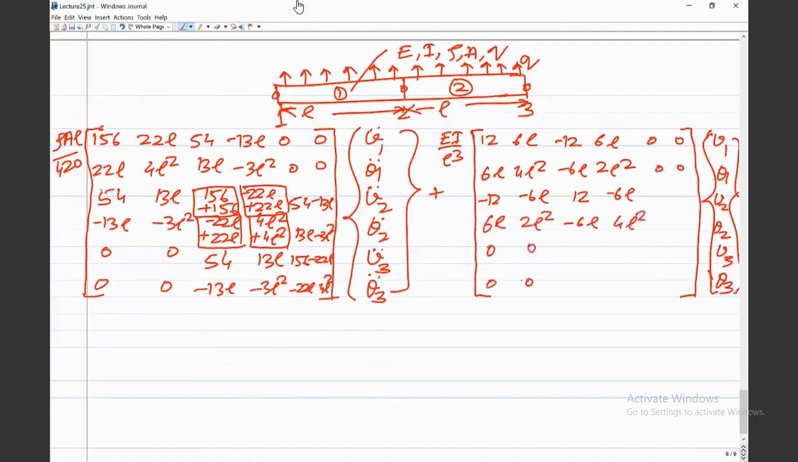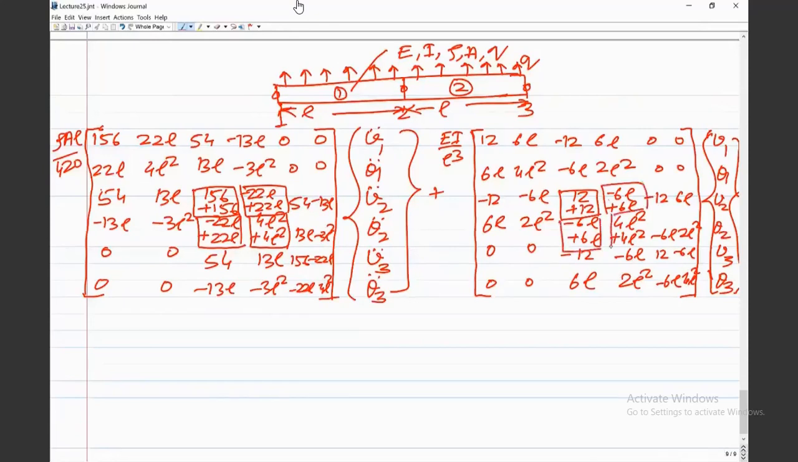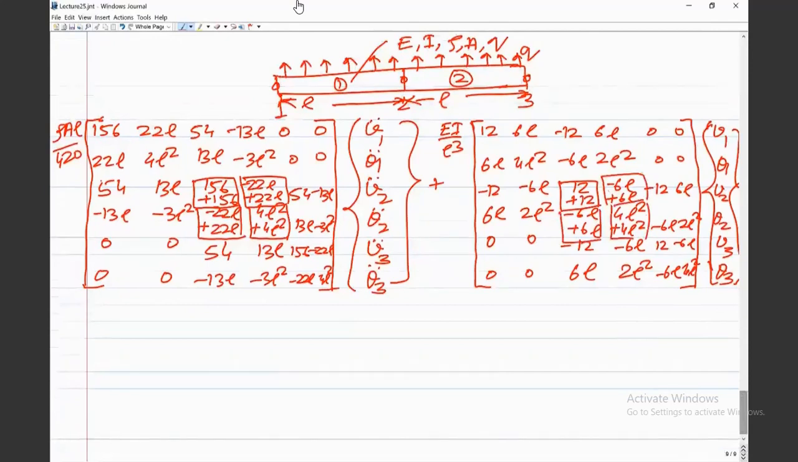Now the contribution of the second element will go to row numbers 3, 4, 5, and 6, and column numbers 3, 4, 5, and 6. So here we will have plus 12, plus 6L, and then minus 12 and 6L. The second row will be plus 6L, plus 4L square, minus 6L, and 2L square. Then minus 12, minus 6L, 12, and minus 6L. Then 6L, 2L square, minus 6L, and 4L square. Again you see these terms have contribution from both the elements. So this is the assembled stiffness matrix, and mass matrix, and then you have the right hand side.